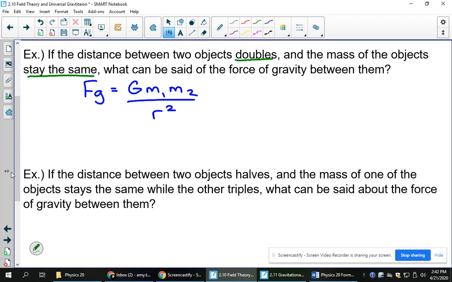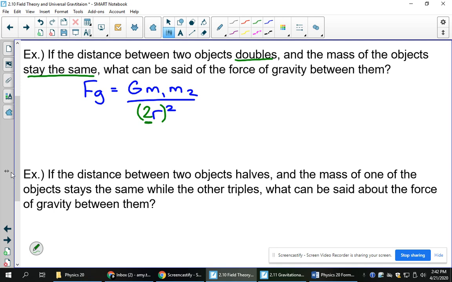So what I'm going to do is take the distance and double it. So that's r. R is going to double before it gets squared. That's very important. And the mass of the objects is staying the same. Obviously, big G, the universal constant, is the same everywhere in the universe. It's not going to be able to change. It's universal. So what would happen here to Fg?